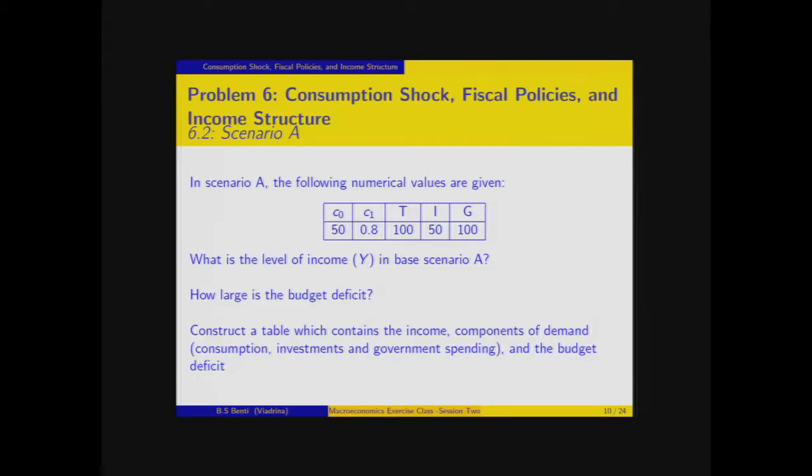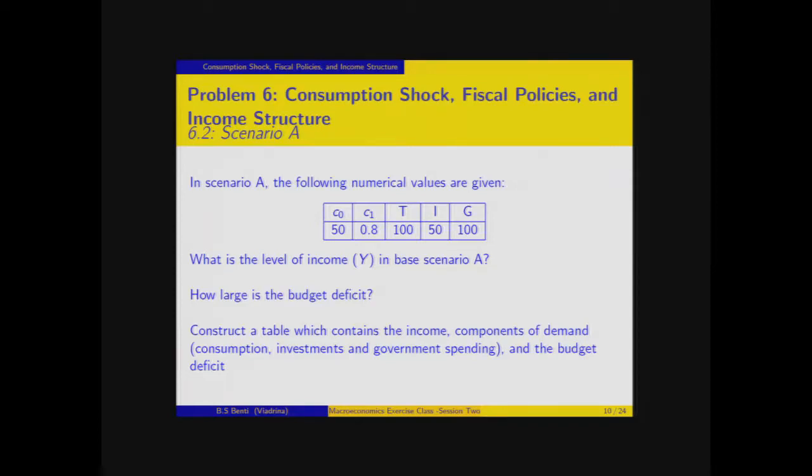Moving on to problem 6.2, we have a scenario in which the following numerical values are given. As you can see from the given table, autonomous consumption is equal to 50, marginal propensity to consume is 0.8, tax is defined to be 100, investment is defined to be 50, and government expenditure is 100. So you are asked to calculate what is the level of income in a basic scenario. How large is the budget deficit?